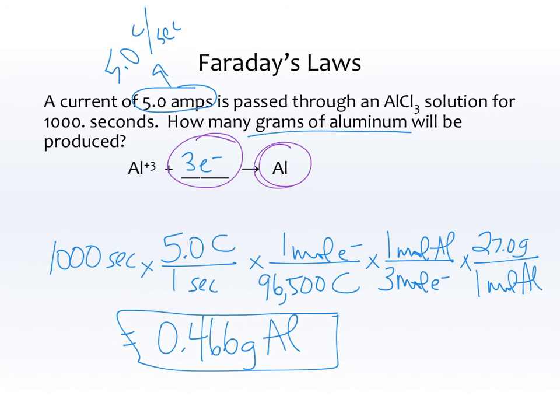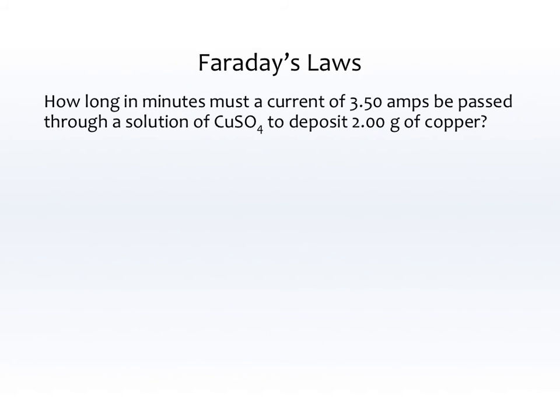All right, one more. This time, I'm not even going to read it to you. You're going to pause the video, read it to yourself, work it on your own, and when you're done, come back to me and we'll work through this problem. Okay, how long in minutes must a current of 3.5 amps, which means 3.5 coulombs per second, be passed through a solution of copper sulfate to deposit 2 grams of copper?